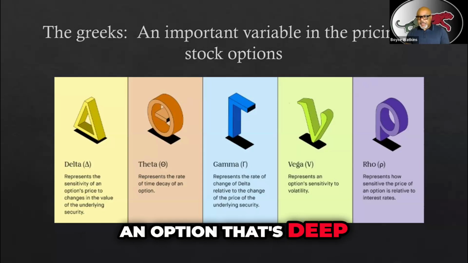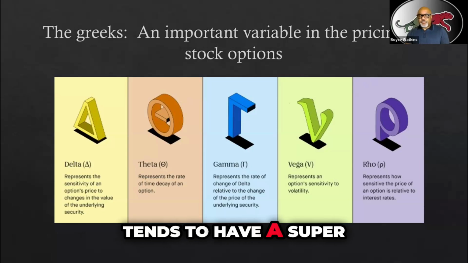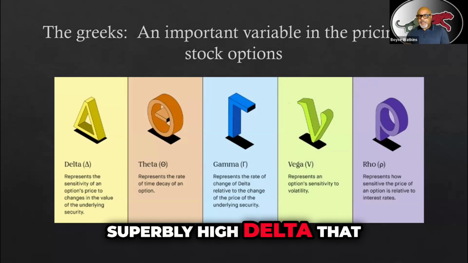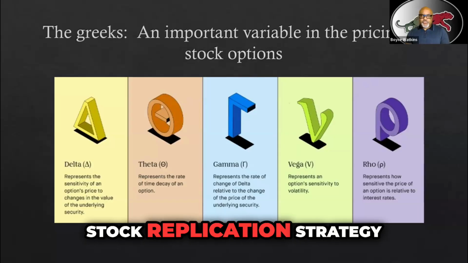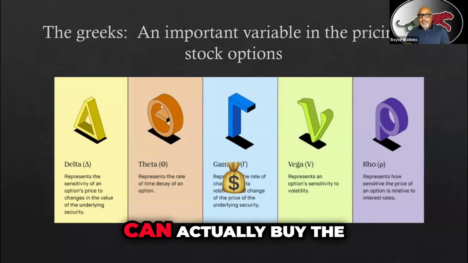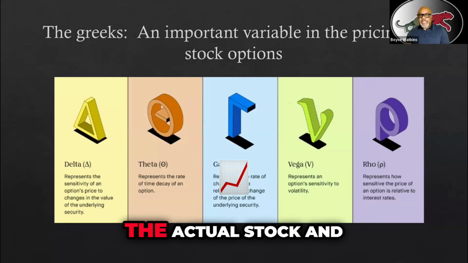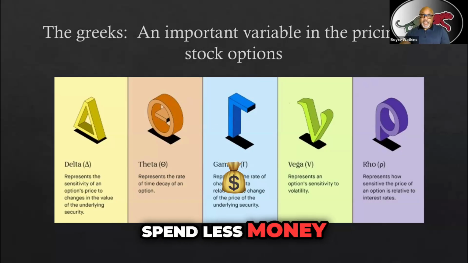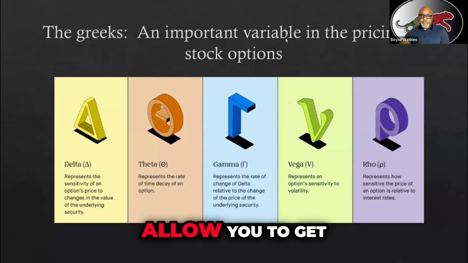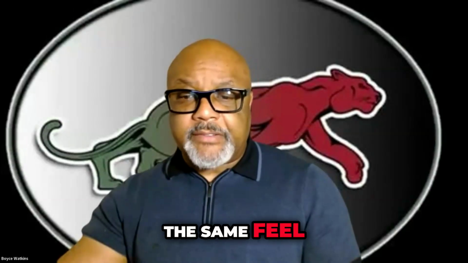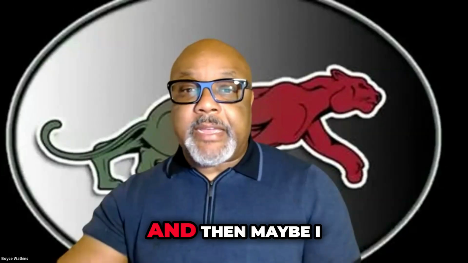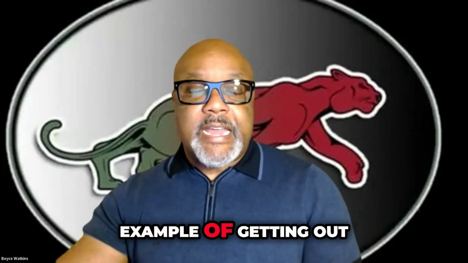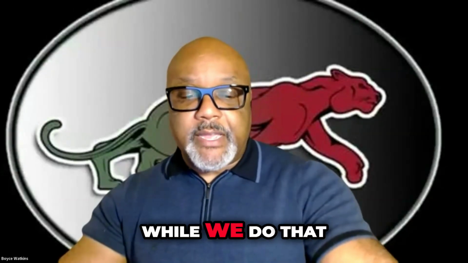So an option that's deep in the money tends to have a superbly high delta that allows you to do what is called a stock replication strategy, which means that you can actually buy the option instead of buying the actual stock and spend less money, and it can allow you to get the same feel as if you're actually an owner in the stock. So let me show you an example, and then maybe I can pull in that example of getting out of a trade while we do that.